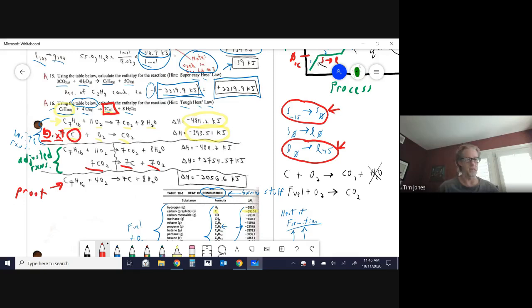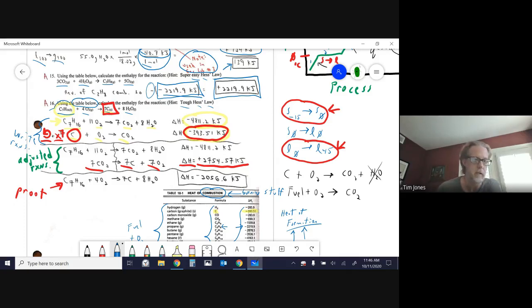Hess law says you have to do the same thing to the delta H. So if you take -393.51, change the sign and multiply by 7, you get what I have here: +2754.7.